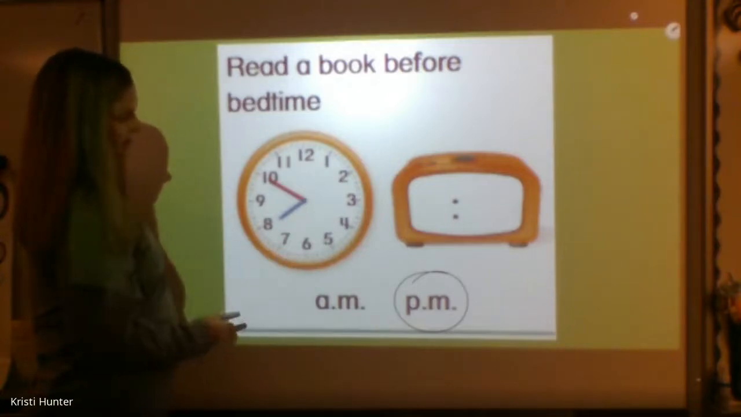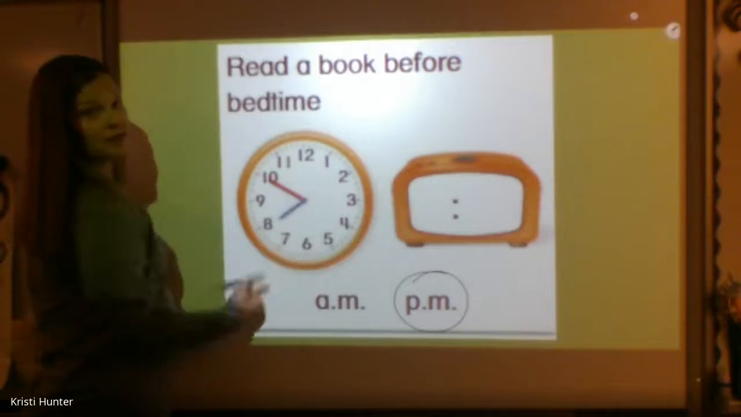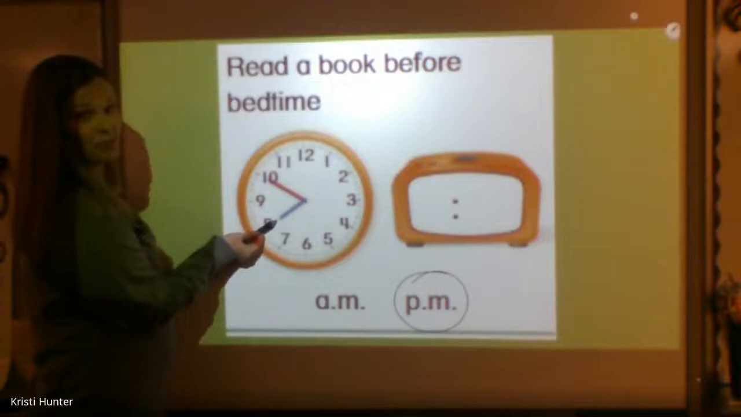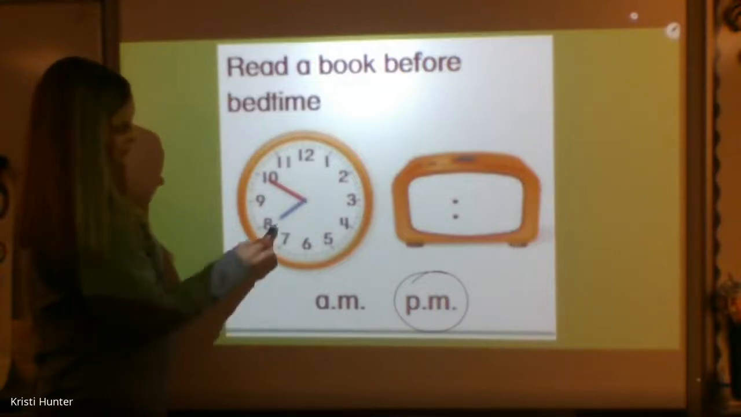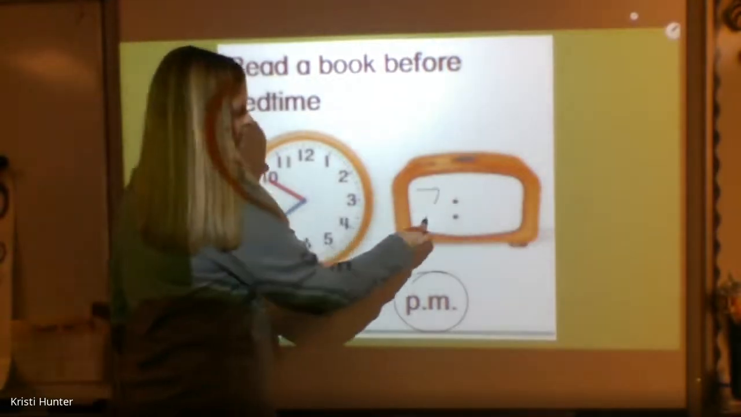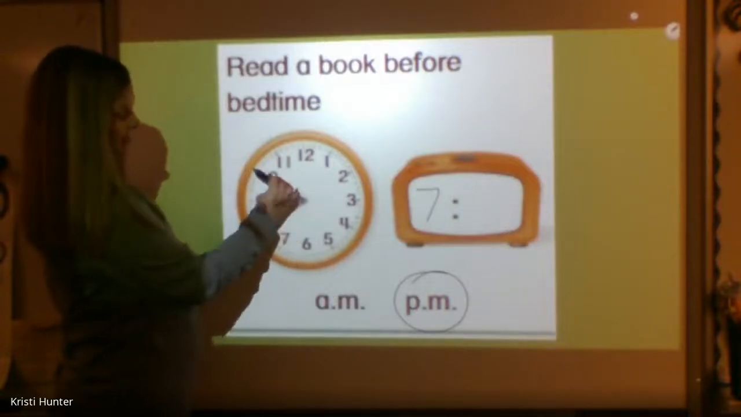All right, I'm going to take a look. Look at that hand. It is very, very close to pointing to my 8, but it's not quite there yet. So that means it's still 7 o'clock. Still 7, hasn't touched the 8 yet. And it's really close to 8 because look where that minute hand is.